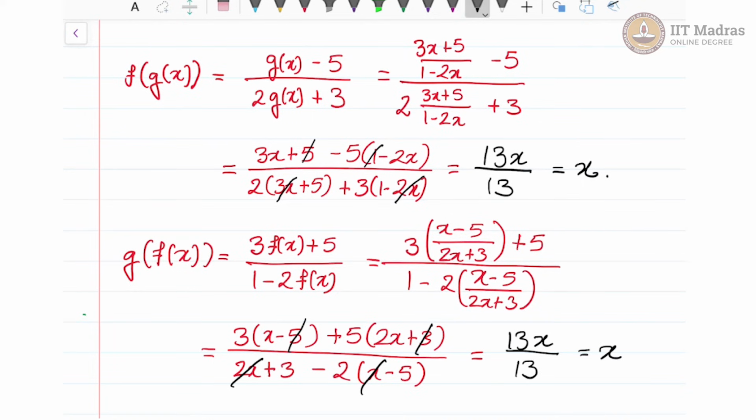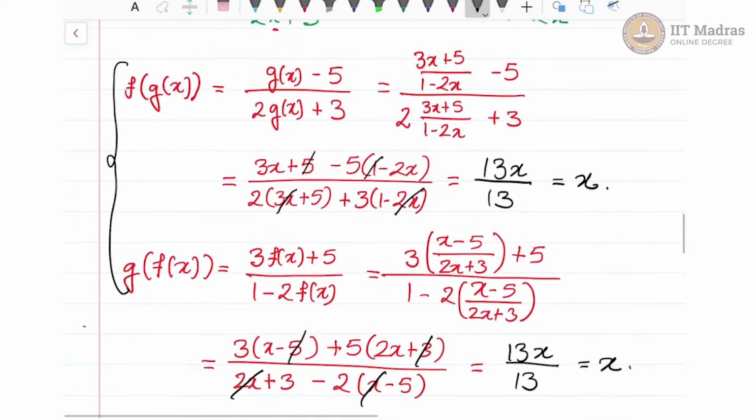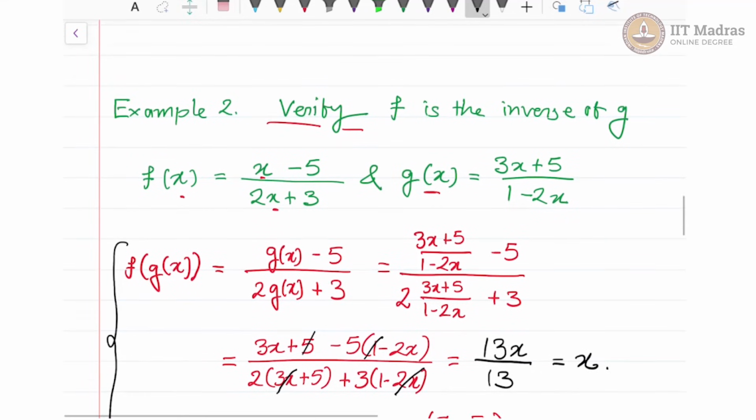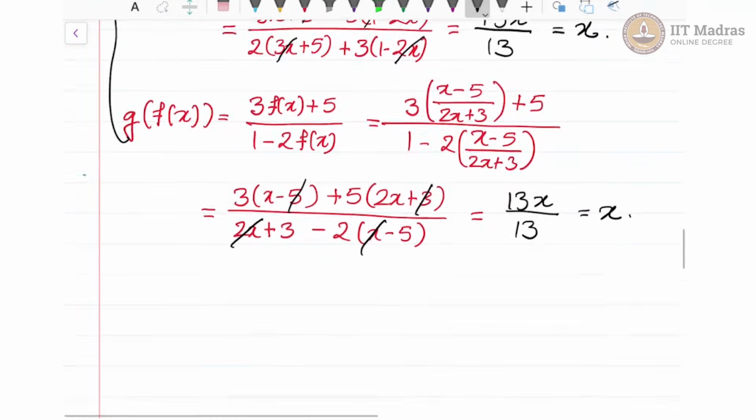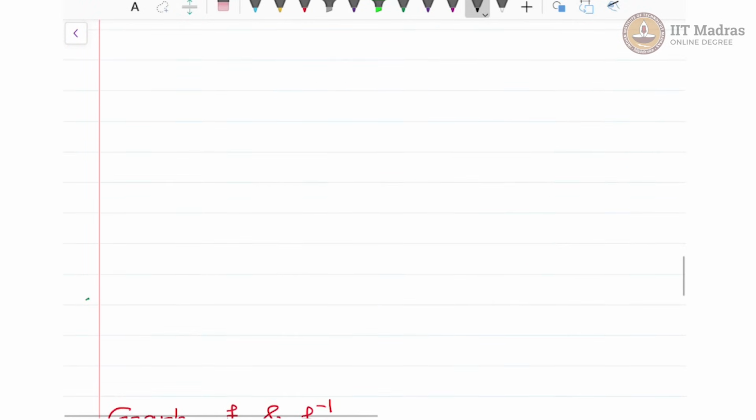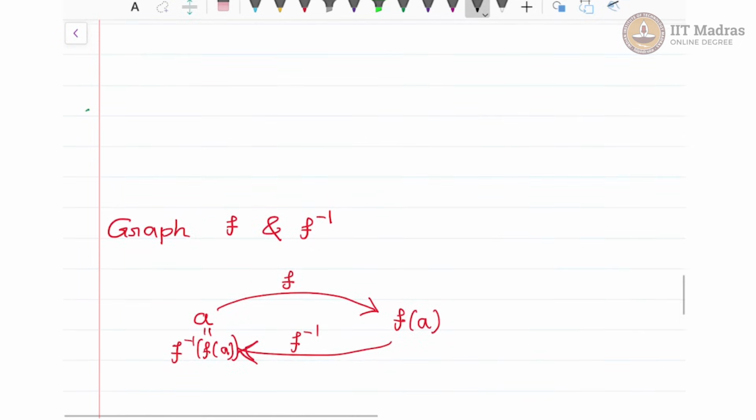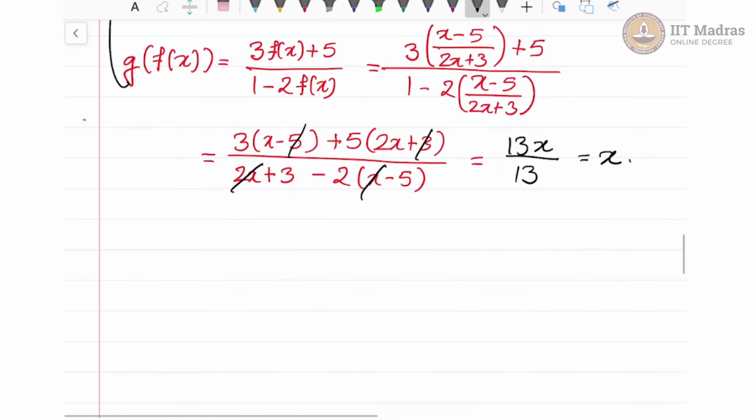Therefore I got this. Domain and ranges you have already verified for yourself, and therefore the verification process is now complete, because f of g of x is x, g of f of x is again x. So we can verify that f is the inverse of g as stated. Okay, so this completes our discussion on inverse functions.